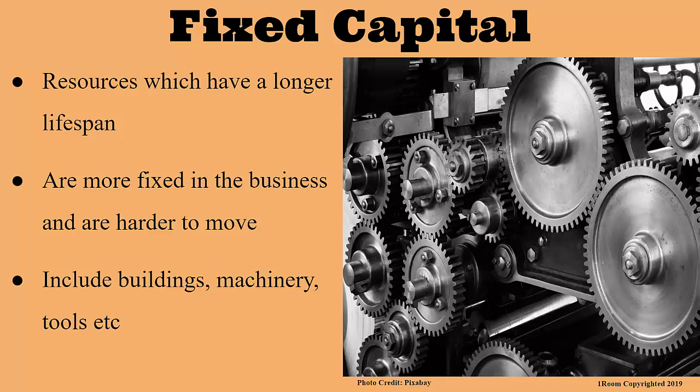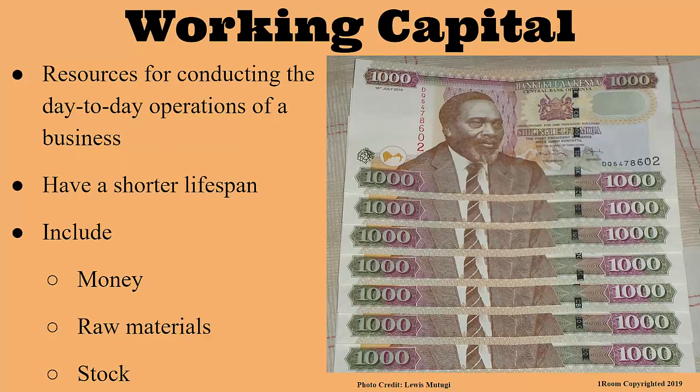I see. Now, moving on to working capital. This is the direct opposite of fixed capital, and so they are those resources that are available for the conducting of the day-to-day operations of the business. And this is where money comes in. Yes, as well as raw materials and stock of goods.